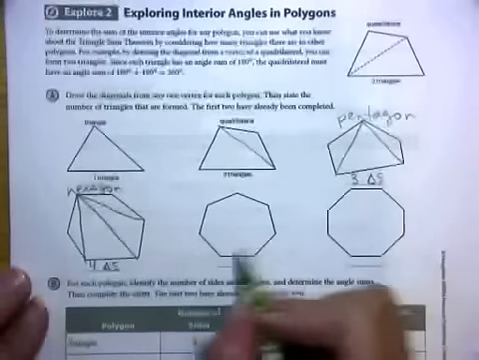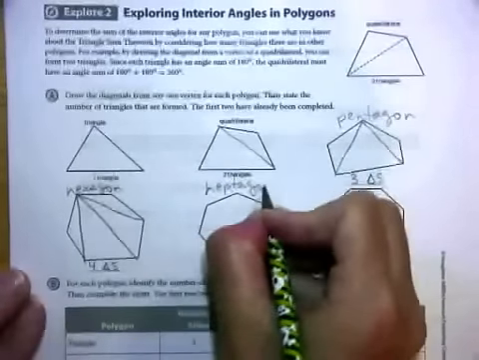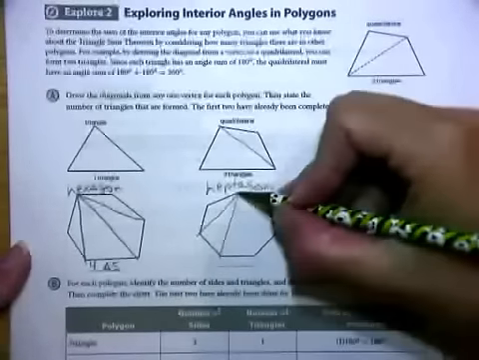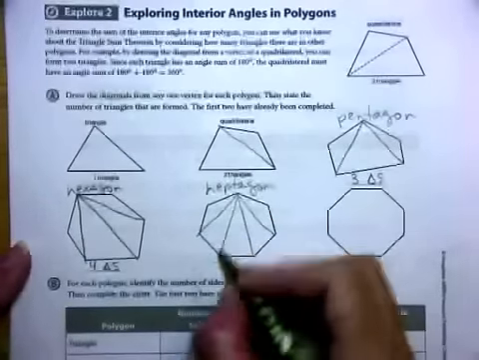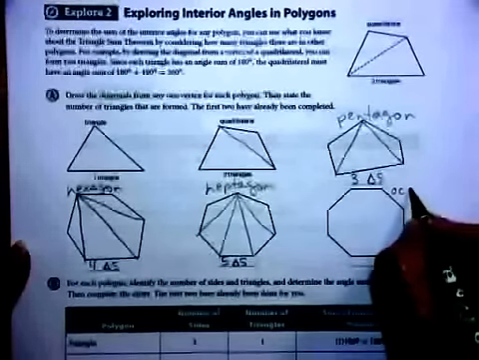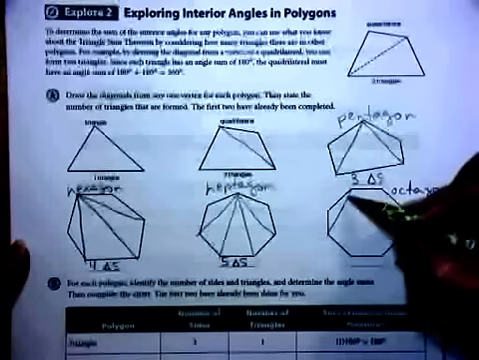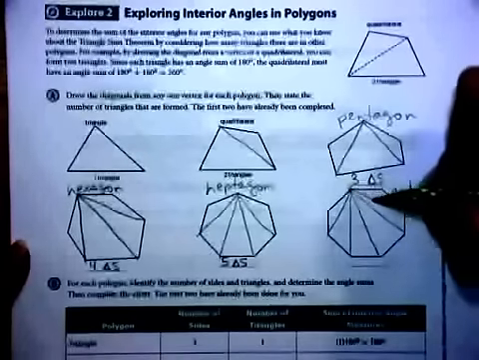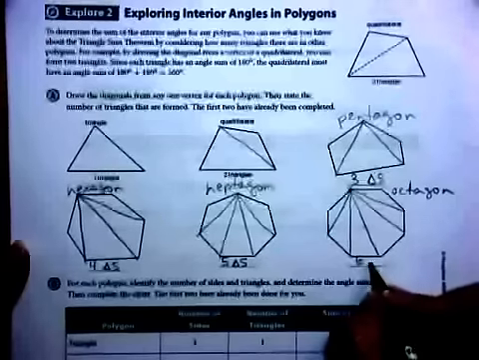This is a 1, 2, 3, 4, 5, 6, 7. It's a heptagon. And drawing diagonals from one vertex, I end up with 5 triangles. This is an octagon. And I have 1, 2, 3, 4, 5, 6 triangles.